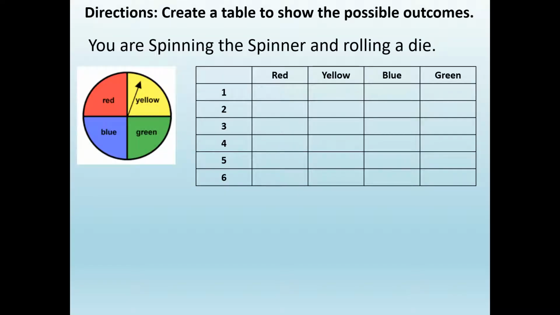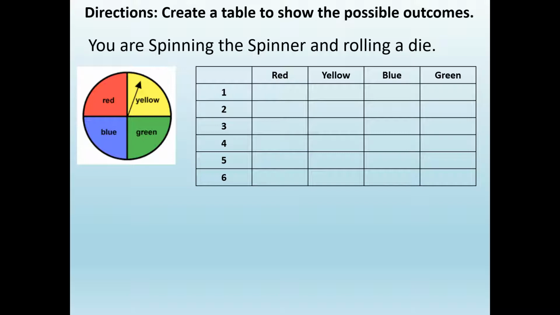First, how to create a table to show possible outcomes. You're spinning a spinner and rolling a die. Now, yes, we could certainly have created a tree diagram and used the information here. It's going to be a much bigger, much messier tree diagram. The chart, since it's only two events, will show the information much quicker and in a much more organized way.